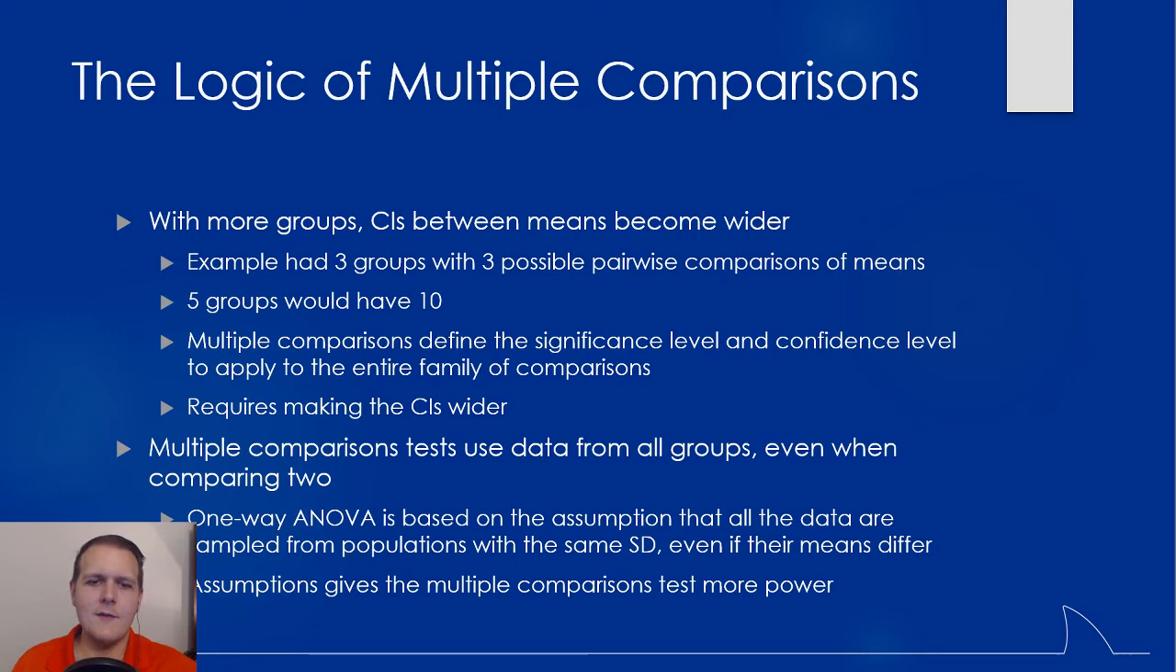That's evidenced by the fact that the confidence intervals get wider, which means it's more likely to cross 0, right? Or if you're doing a ratio, it's more likely to cross 1. So that's important to note. And again, multiple comparison tests use the data from all the groups, even if you're only comparing 2 together, because the one-way ANOVA is based on the assumption that all the data are sampled from a population with the same standard deviation, even if the means differ. And that's one of those assumptions we use for the multiple comparisons to give us a little bit more power.